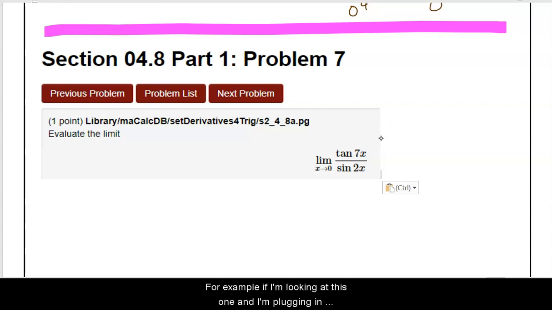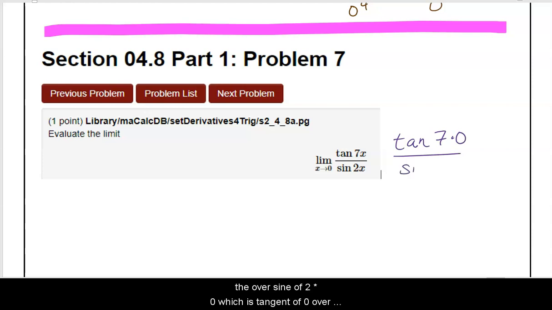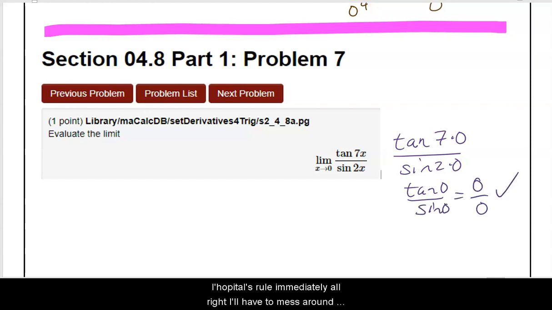For example, if I'm plugging in 0 for the x value, this is going to give me tangent of 7 times 0 over sine of 2 times 0, which is tangent of 0 over sine of 0, which is 0 over 0. So I already know I can do L'Hopital's rule immediately, all right? I don't have to mess around with those special trig limits that we learned. So now I'm going to do L'Hopital's rule.